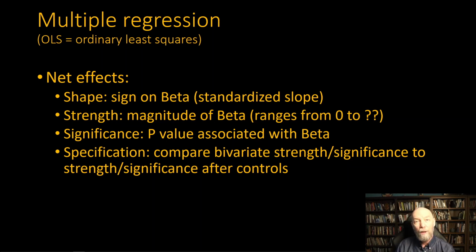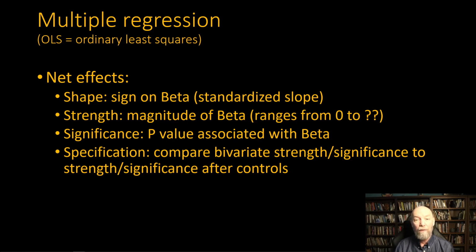And so what we're going to look for when we look at some results is we're going to look for shape by looking at the direction of effect in the sign on what's called the beta. And the beta is the standardized slope. That'll be unpacked here in a minute. The strength is found from the actual number, the value of beta, or the magnitude. It ranges from 0 to some undefined upper limit, and we'll explain that in a moment.